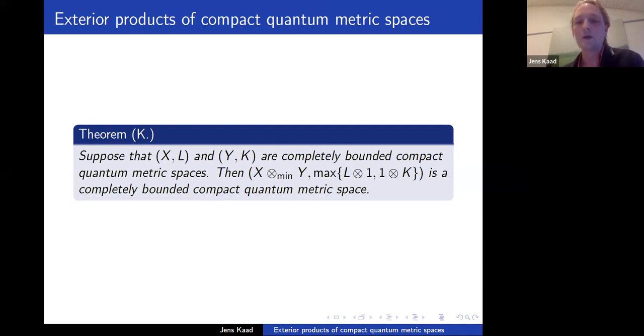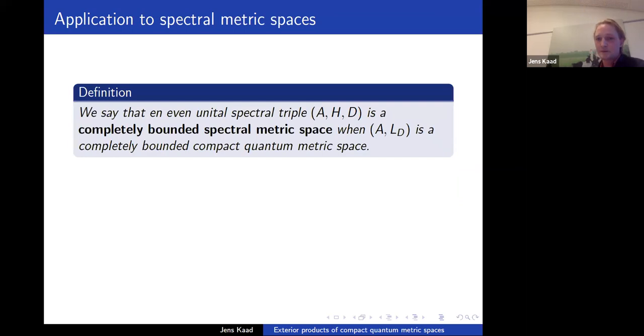It has applications to spectral triples, spectral metric spaces. A completely bounded compact spectral metric space is an even unital spectral triple such that the pair consisting of the unital C* algebra A, considered now as an operator system, and this Lipschitz operator seminorm coming from my unbounded self-adjoint operator D, is a completely bounded compact quantum metric space. And then you have a completely bounded spectral metric space.